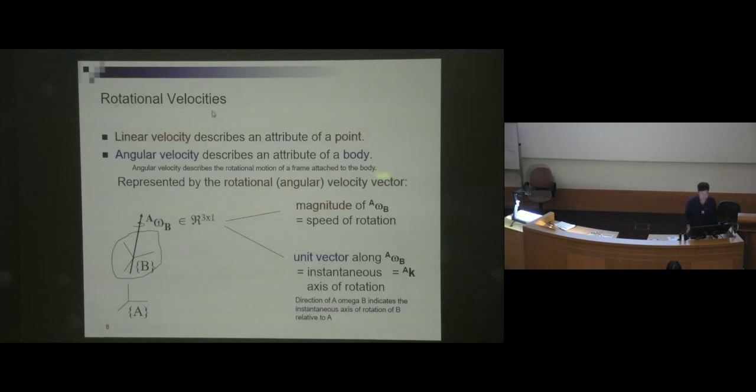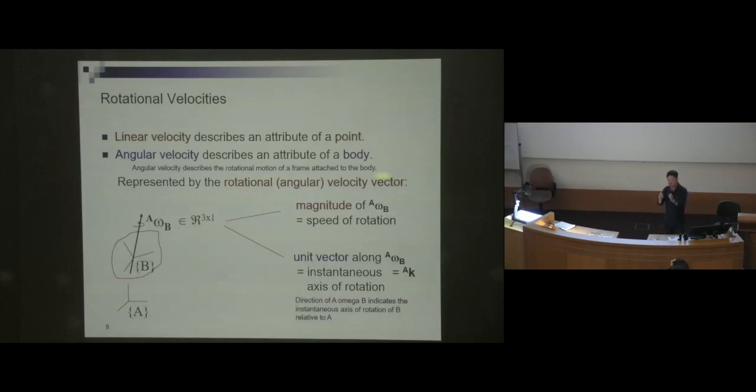the rotational velocity. As we mentioned earlier, the linear velocity will describe the motion of a point. The angular velocity will describe the motion of a body. So the angular velocity will describe the rotation motion of a frame attached to the body, and it will be represented by the rotational velocity vector. If I have this single frame B itself, this is the rotating axis, A omega B. A omega B is a 3 by 1 vector. The magnitude of A omega B will be the speed of the rotation. And then the unit vector along this A omega B is known as instantaneous, meaning at that point in time. So it is essentially your axis of the rotation.